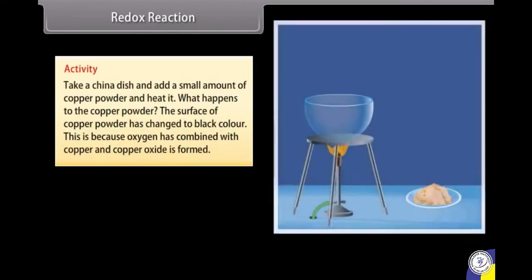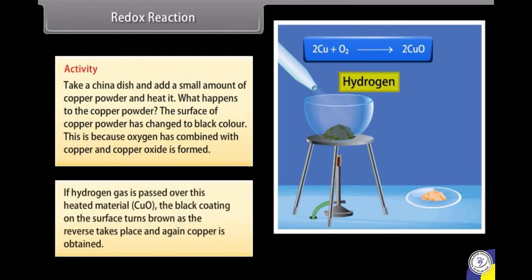Activity. Take a china dish and add a small amount of copper powder and heat it. What happens to the copper powder? The surface of the copper powder has changed to black color. This is because oxygen has combined with copper and copper oxide is formed. If hydrogen gas is passed over this heated material, CuO, the black coating on the surface turns brown as the reverse takes place and again copper is obtained.